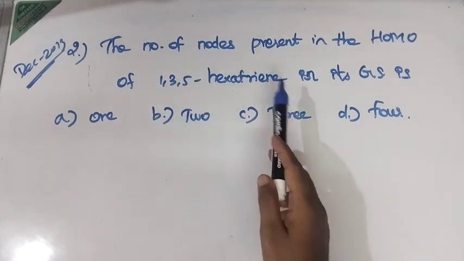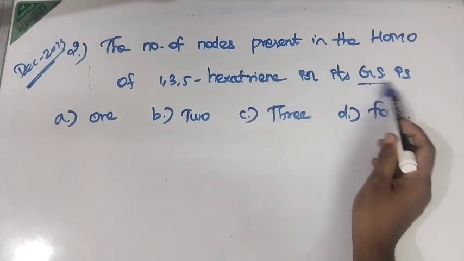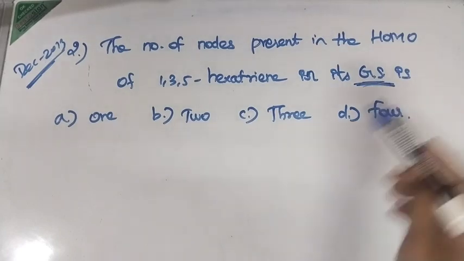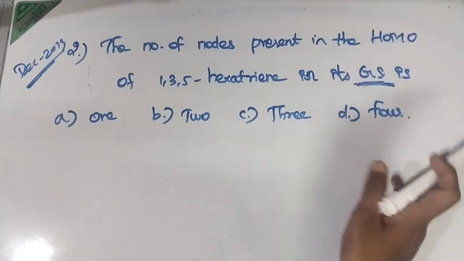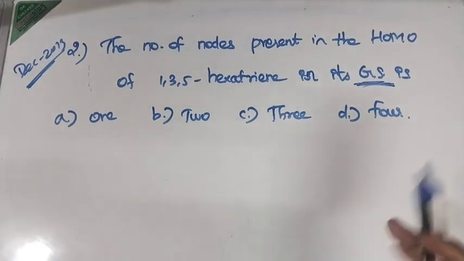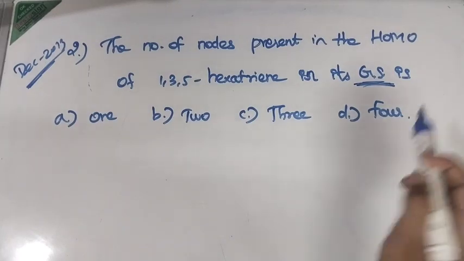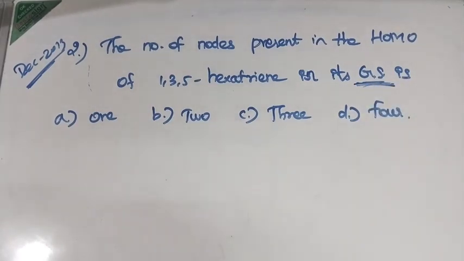The number of nodes present in the HOMO of 1,3,5-hexatriene at its ground state. First, what is ground state? See here, they haven't mentioned any condition, whether it is thermal or photochemical. But they have given you the hint that it is in the ground state. Okay, so when the electron will move to the excited state under photochemical condition.